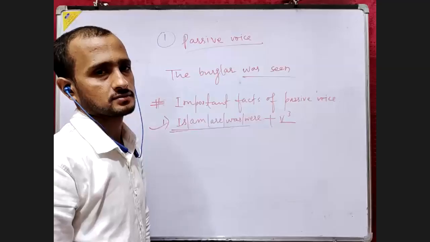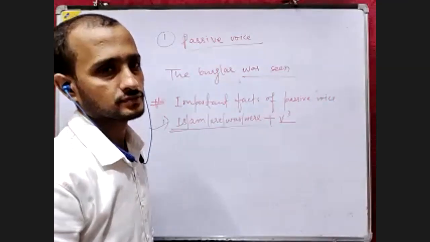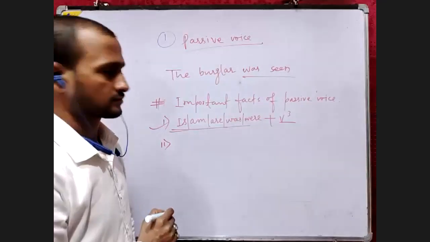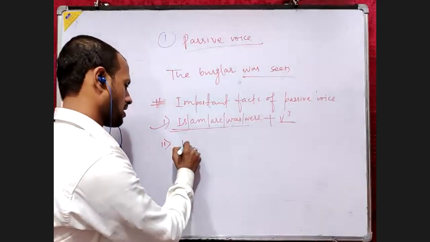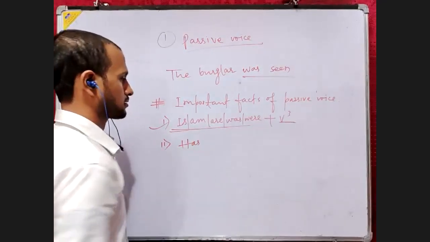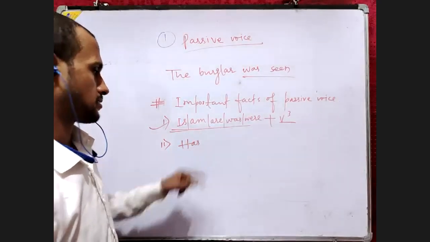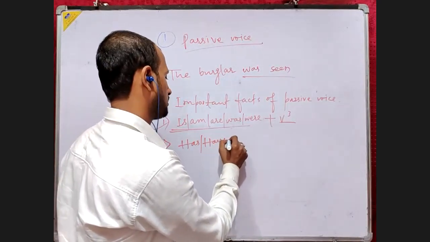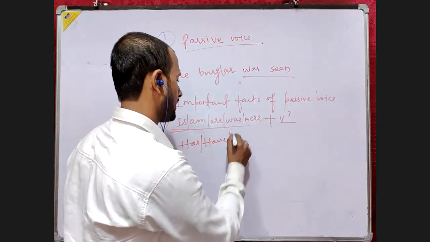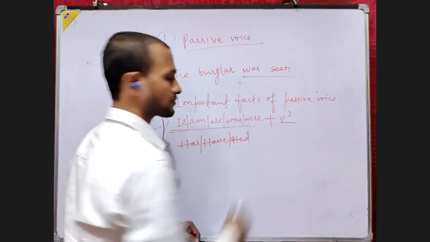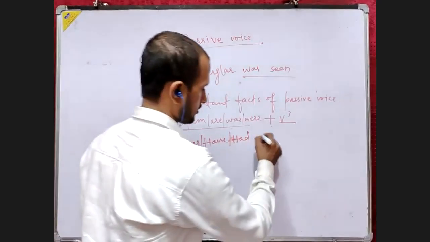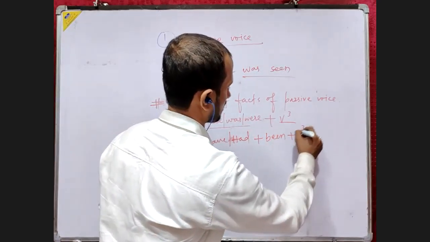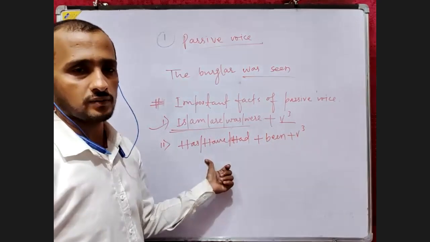Passive. Okay. Second important thing: after has, have, had, if you are looking at been plus V3, it means this sentence will be in the passive.